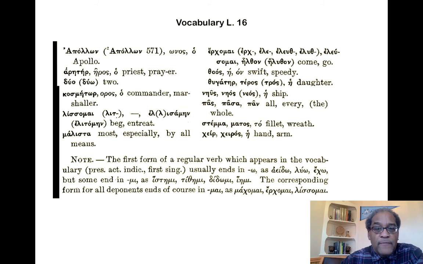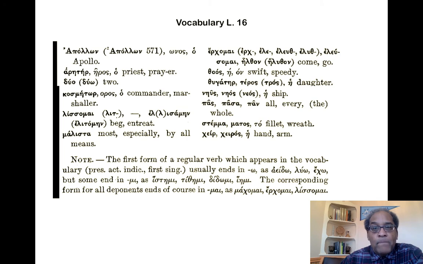So here's our vocabulary for 16. And we'll be looking at some of these words in a second that we haven't covered already. Ἀπόλλων, ἀρητήρ, δύο, κοσμήτωρ, λισομαί, μάλιστα, ἐρχομαί, δώος, δυγάτερ, νεούς, πας, πασαπάν, and στέμα, στέματος, another word like δώμα, and κέρ, κέρος, which is an irregular word for hand or arm.